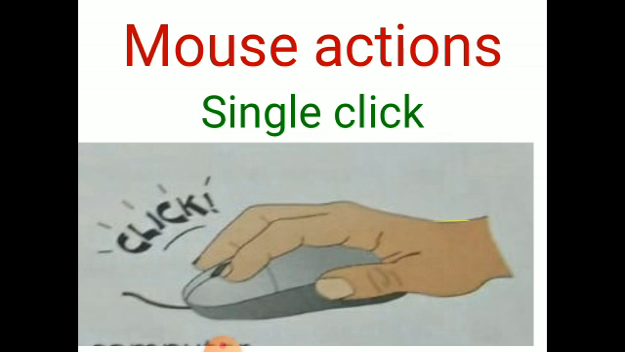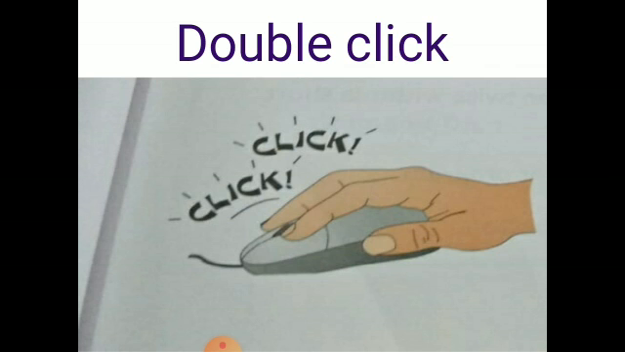Next mouse action is double click. As you see in this picture, there are two times written click. It means this is a double click. Pressing the left mouse button twice at a short interval and then releasing it is called double click. Double click is also useful to open any item or icon on the computer.